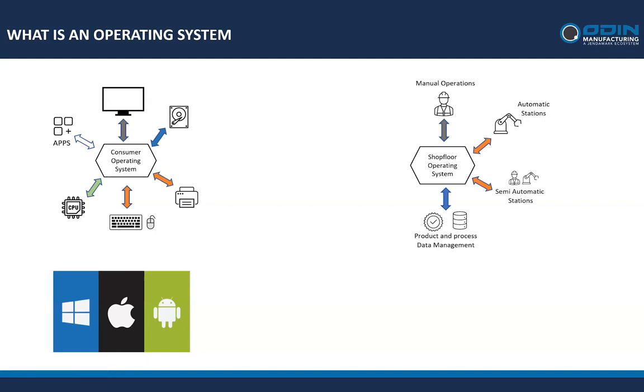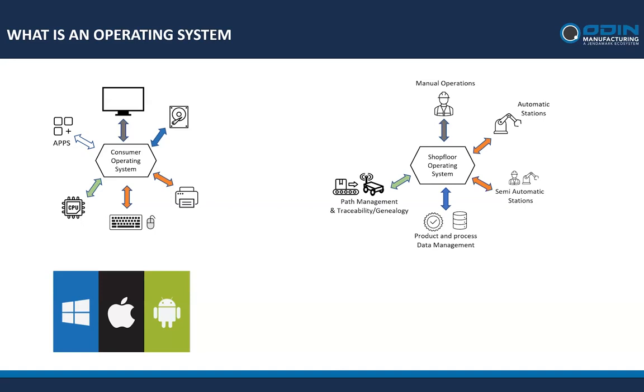We obviously have to manage the product and process data. So this is anything from, for example, the bill of materials, the bill of process, the parameters that are required to assemble that particular product, or those variants of products on that particular shop floor, which need to be managed by the operating system. What we call path management and traceability, or the genealogy of the product.